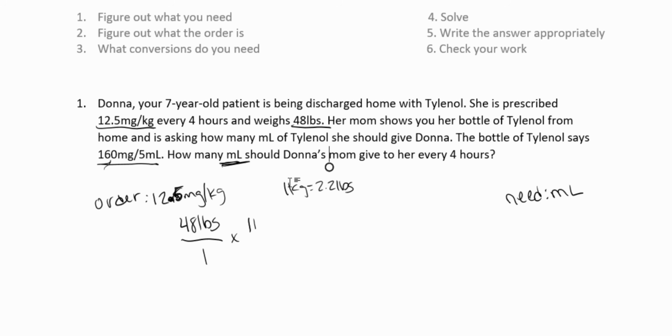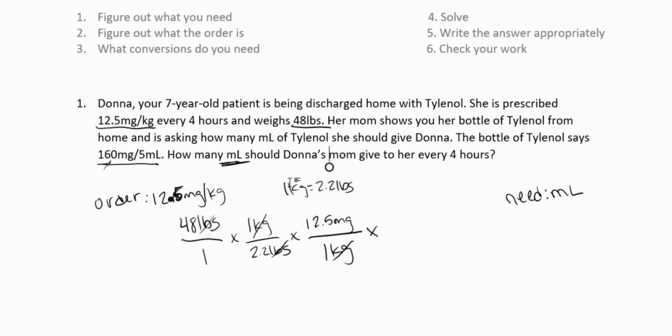So we have 1 kilogram equals 2.2 pounds. We can cross off our pounds here and we are good to go. Now we have kilograms, so we are going to work with our 12.5 milligrams per kilogram. We're going to get the 12.5 milligrams up here over 1 kilogram and be able to cross off our kilograms here. Then we're going to be able to use our 160 milligrams per 5 mLs to get rid of our milligrams, so we're left just with milliliters.